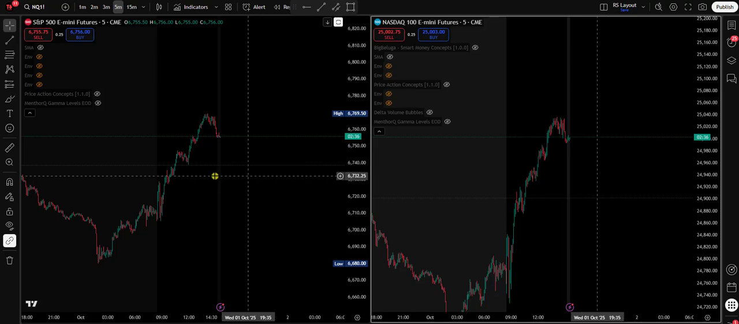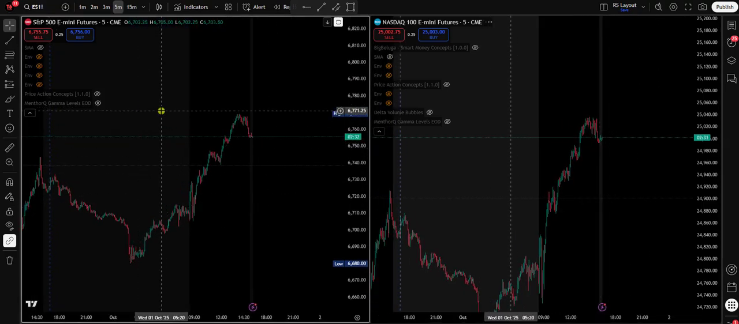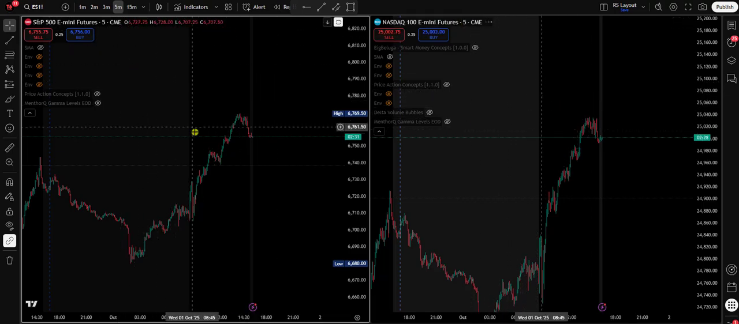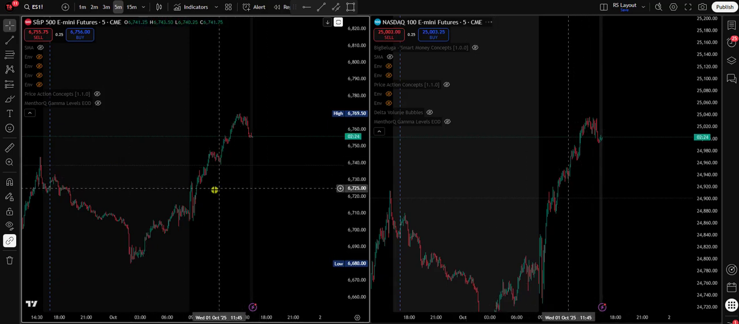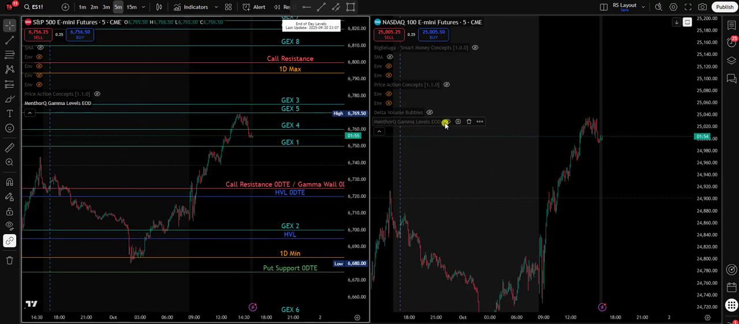So here we are on my charts. I've got nothing on them. You have ES on the left and Q on the right, both on the 5-minute time frame. The gray area here is the overnight session. Black is the New York session. But let me turn on the MenthorQ gamma levels, and we're going to take a look at that.